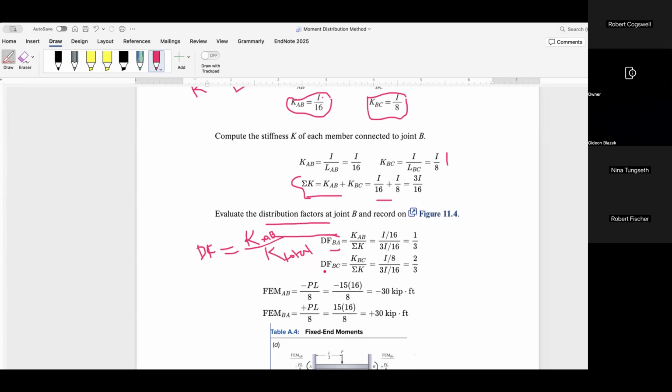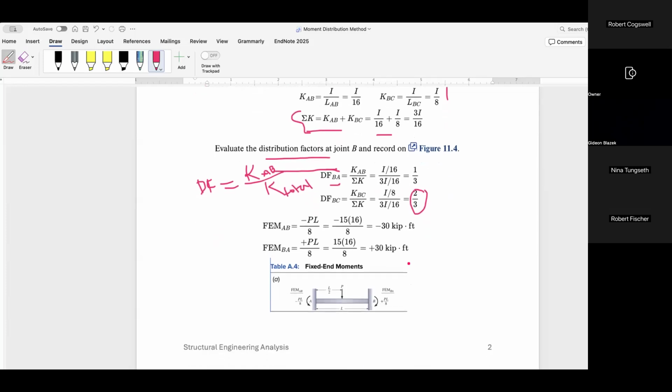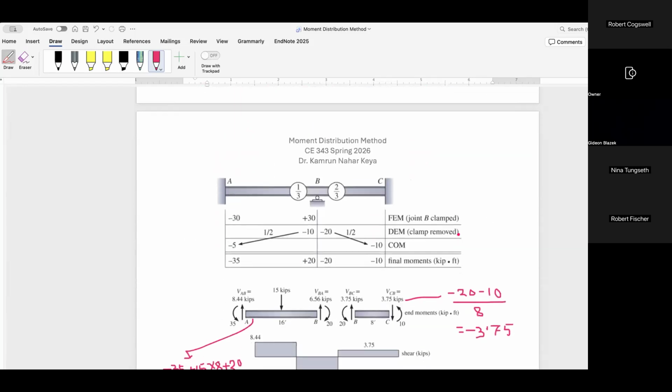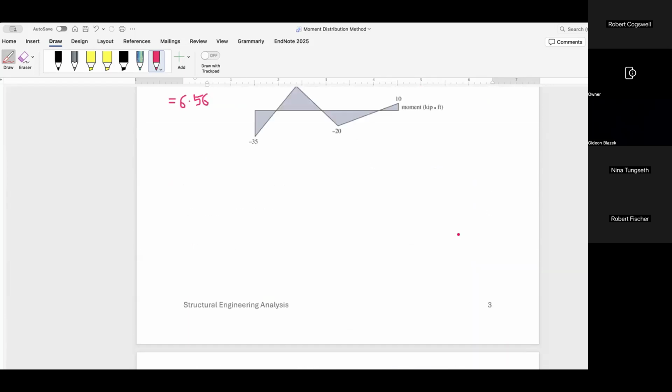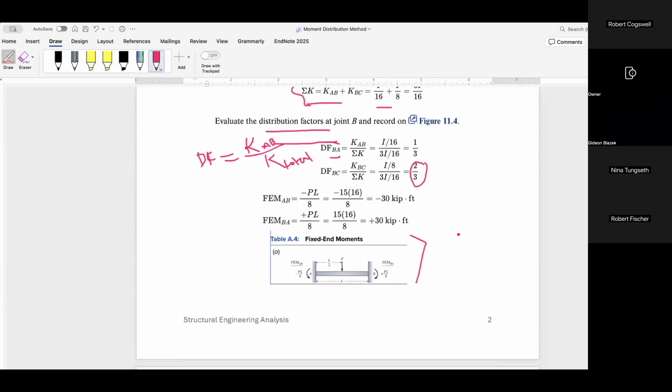Then compute the distribution factor. We know the stiffness for the BC bar divided by the total stiffness of the beam. Do that, and you get the distribution factor for point B in the BC bar section, 2/3. And now again we need the table, the fixed end moment table. That table I also attached, yes, here I attached the full table.